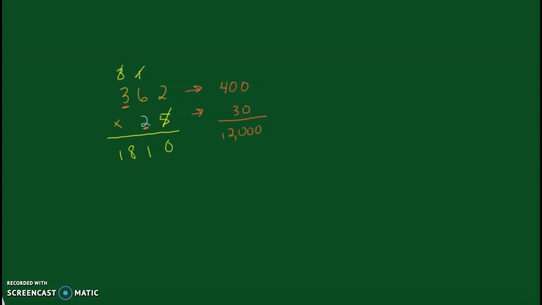So now let's move on to the tens place. Since we're multiplying by the tens place, we're going to put down our 0 as a placeholder. And remember, we have to multiply all the numbers on top times the tens place. So 2 times 2 is 4. 6 times 2 is 12. 3 times 2 is 6, plus 1 is 7.